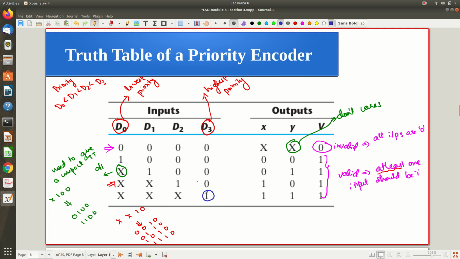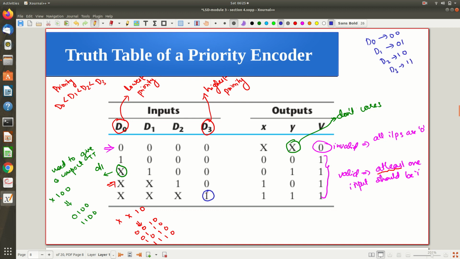So 4 inputs are there, right? So the encoding of these 4 inputs will be for D0 0 0. For D1 the encoding will be, so the encoding you know, right, because this is the encoding we are having. For D0 it is 0 0. For D1 it is the normal encoder encoding, not priority encoder encoding, 0 1, and for D2 it will be like 1 0, and for D3 it will be 1 1.